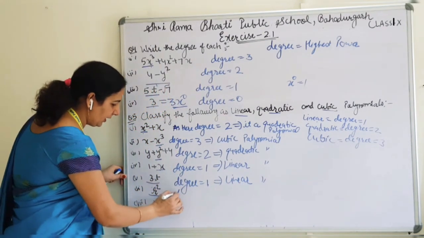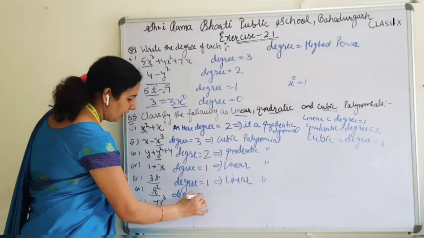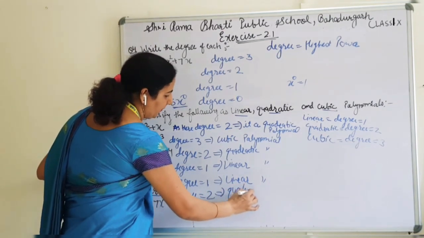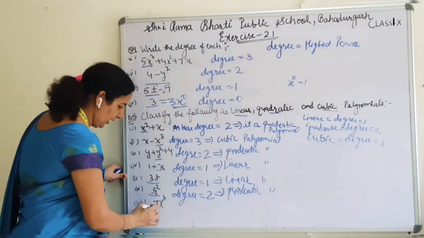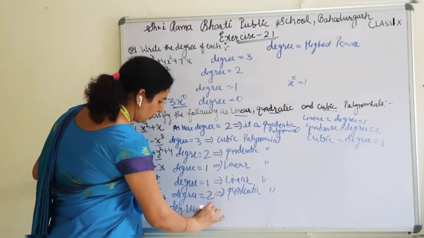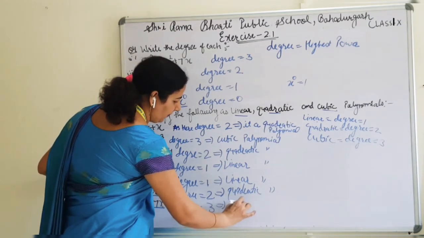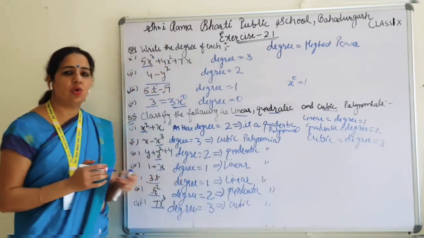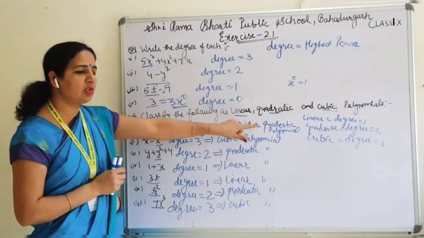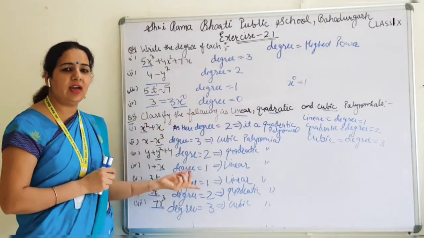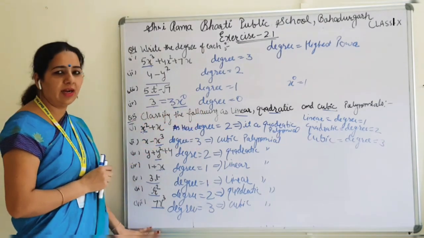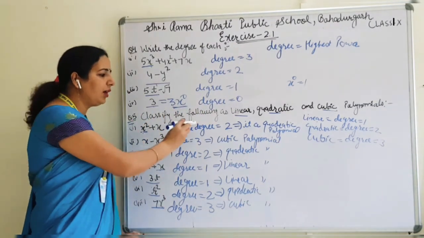In this, the degree is equal to 2. This implies a quadratic polynomial. In this, they have degree 3. This implies a cubic polynomial. So this is all about linear, quadratic and cubic. If degree 2, it means quadratic. Degree 1 means linear. Degree 3 means cubic. So this is the classification of these polynomials according to the degree.